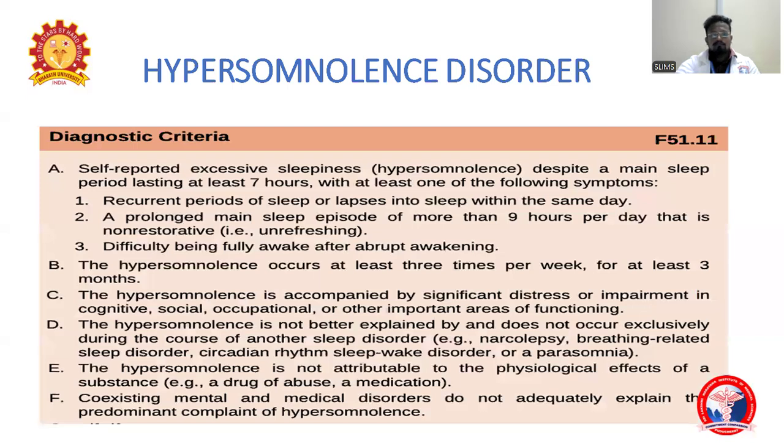In hypersomnolence disorders, based on DSM-5, the diagnostic criteria is self-reported excessive sleepiness, hypersomnolence despite a main sleep period lasting at least 7 hours, with at least one of the following symptoms. Recurrent periods of sleep or lapses into sleep within the same day. Usually the patient will have multiple lapses of sleep, or prolonged main sleep episodes of more than 9 hours. Usually patients sleep more than 9 hours per day.